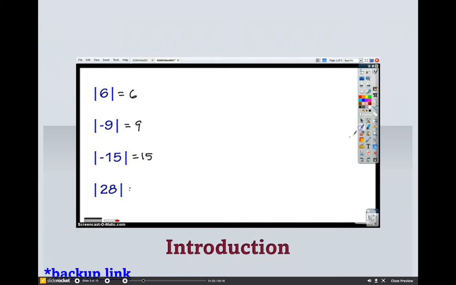Okay, so how does that fall into our idea of equations? Well, let's take a look at this example here. Here we've got the absolute value of x equals 4. Well, what we want to ask ourselves is, what can I replace x with that when I take the absolute value of it, I get 4?